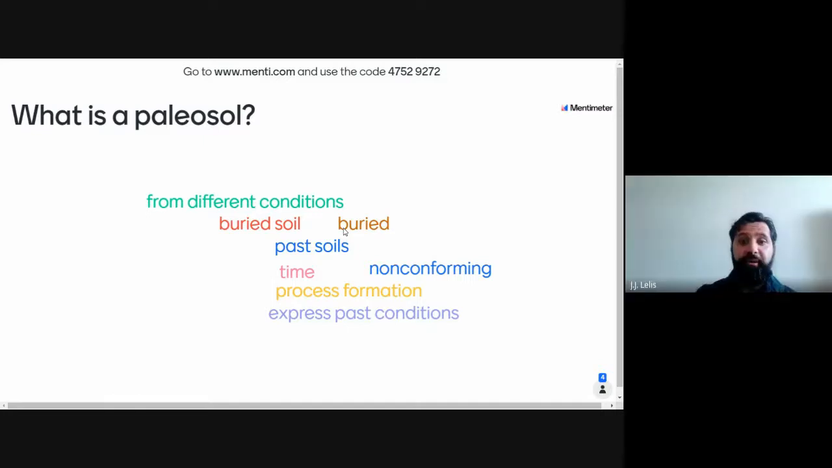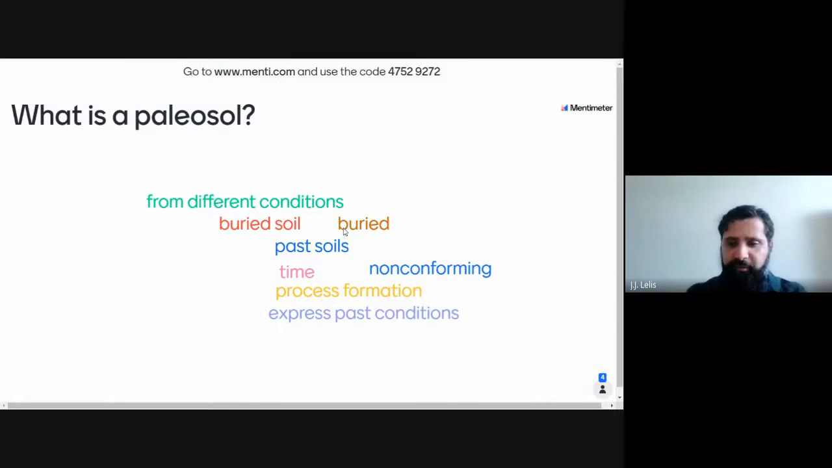Okay, very good. They can preserve, or they can even change their properties. They can change a lot of properties, and this helps a lot to identify a paleosoil. Very good opinion, very good question. So we can identify paleosoils that were formed in conditions different from today, from the recent conditions. It can be buried or not buried. The burying of a soil is just an option that we can find.